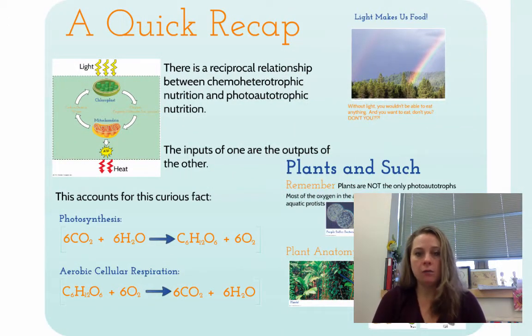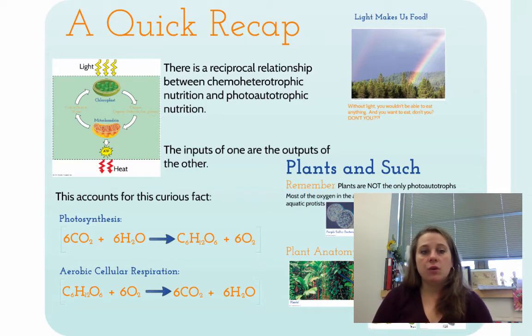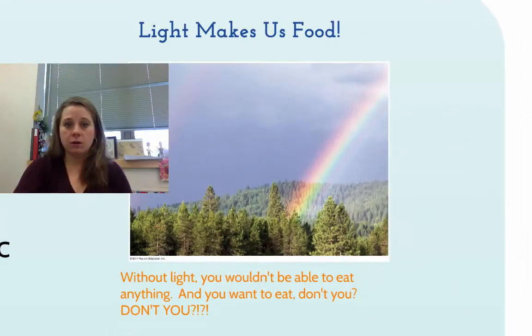Quick recap, all right? We know about the needs that energy and organisms have. So this should be kind of a reminder of all of this. The reciprocal relationship between chemoheterotrophic nutrition and photoautotrophic nutrition. If you're unsure of those terms, you best look them up because we're going to be using them a lot, okay? So the inputs of one are the outputs of the other. This is part of that exchange, that input-output of energy. And this is what accounts for this really interesting dynamic of photosynthesis and cellular respiration, the fact that they are opposite of one another.